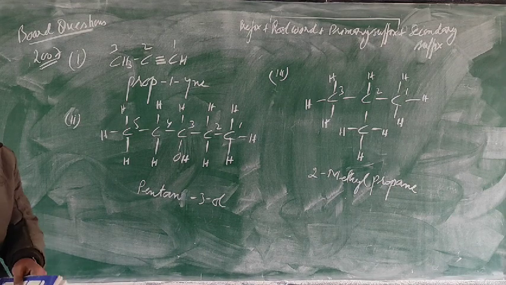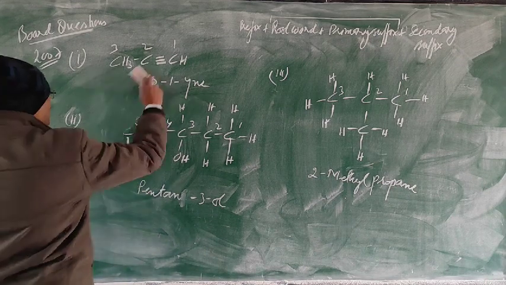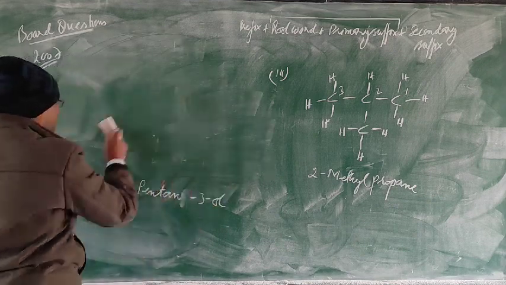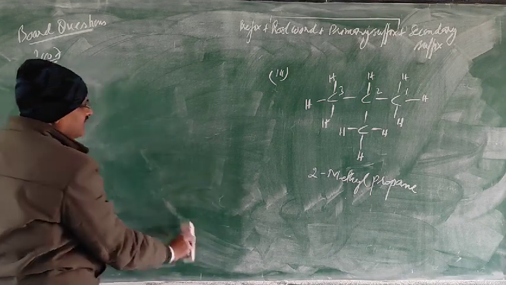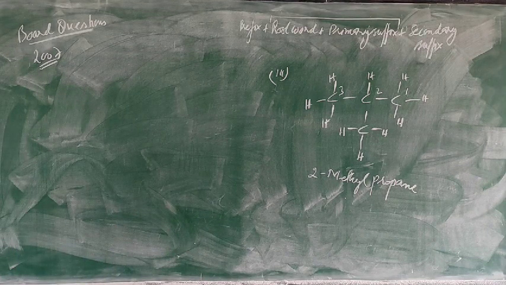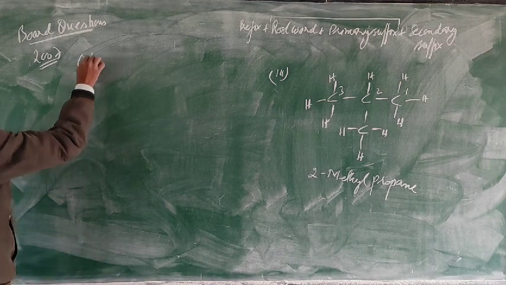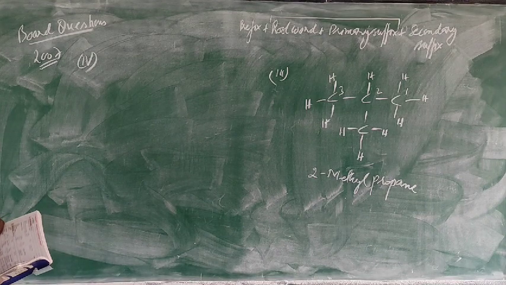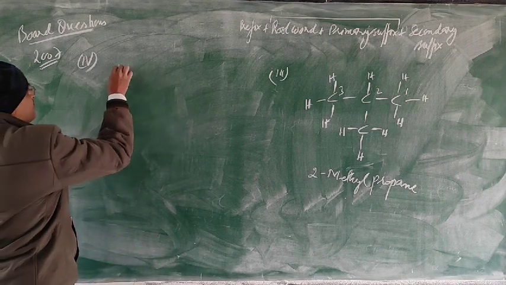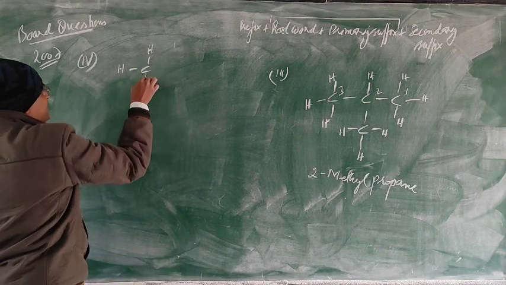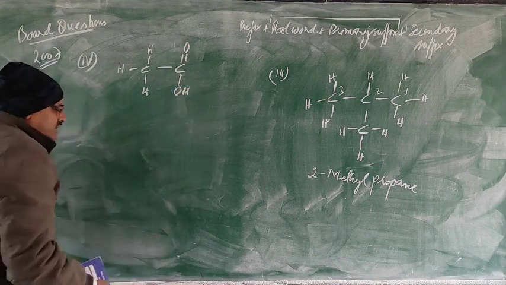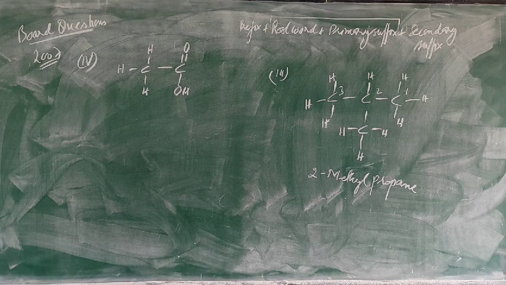Now next is the fourth one, and one more important thing: we have to recognize the functional group. You have to learn the chart that is given, and if you are unable to recognize the correct functional group, then you cannot give the correct name. So this fourth structure is given to you, and you have to write the name.